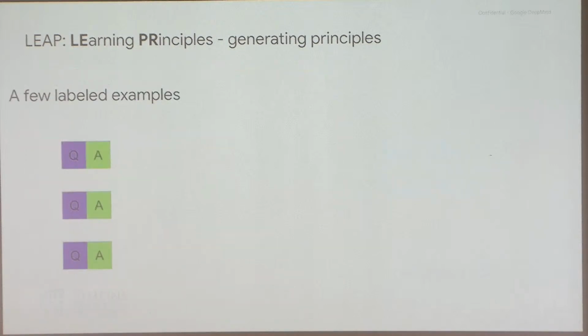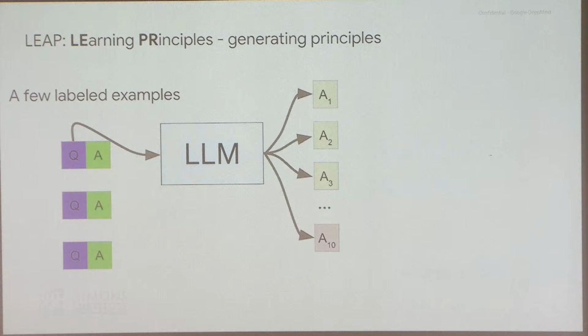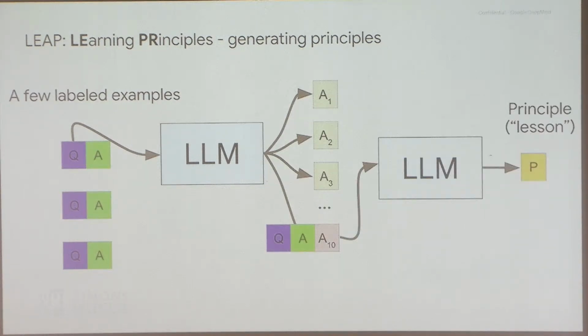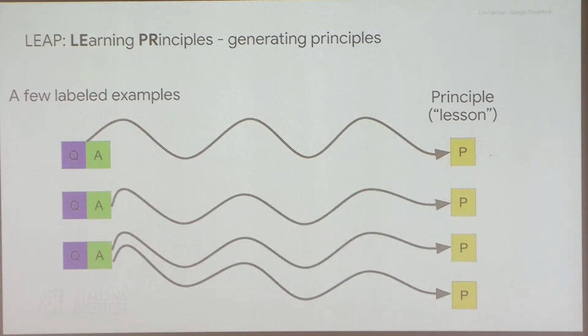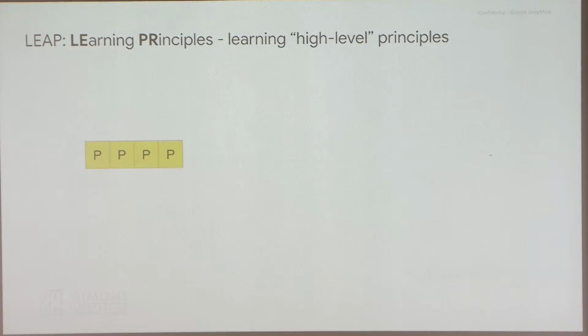So just to recap, we started with a few labeled examples. We generated a principle or a lesson from each labeled example. And the more few-shot labeled examples we have, the more lessons we can learn, and sometimes more than one, because from the same labeled example, we can make a variety of different mistakes and then learn a variety of different principles from them. Overall, we get a set of principles that we called low-level principles, because they were learned directly from the pair of incorrect and correct answers.